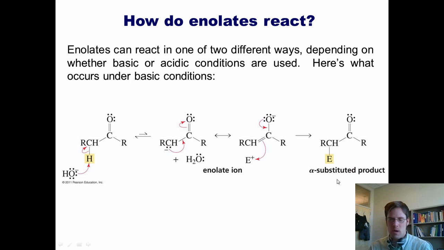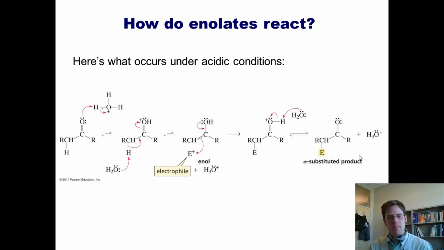This type of product is called an alpha substituted product. The same type of product can also be generated under acidic conditions. However, the mechanism traversed is a little bit different from that in basic conditions. Under acidic conditions, what occurs is the lone pair electrons up here on this carbonyl oxygen reach up and grab a proton from the acid source. This gives me this intermediate.